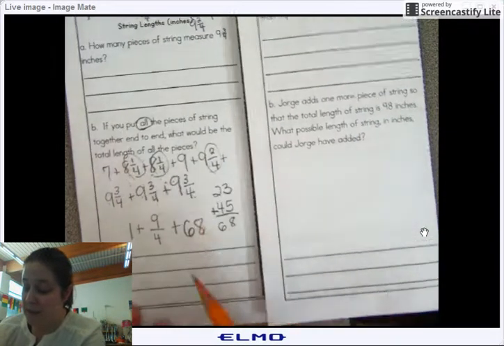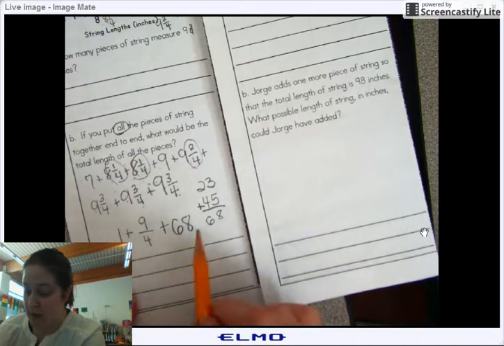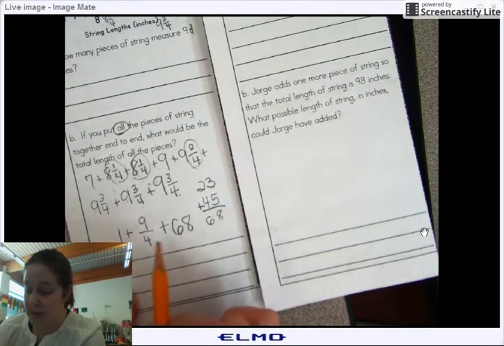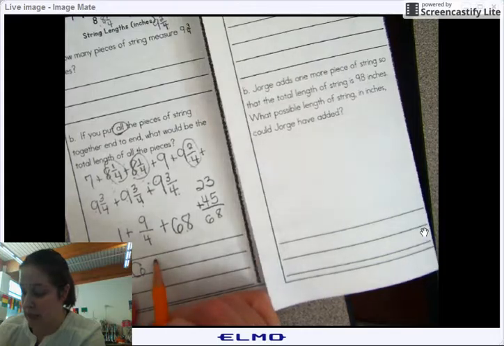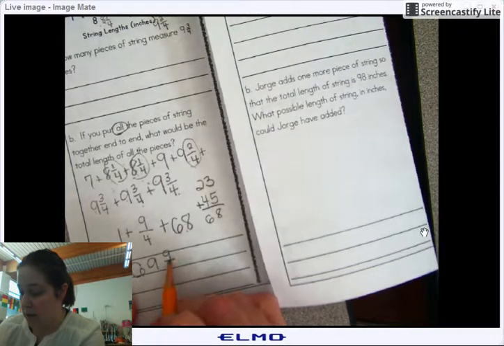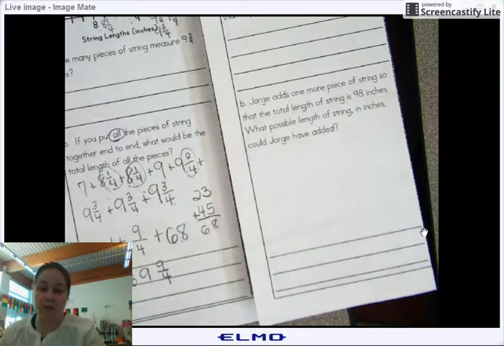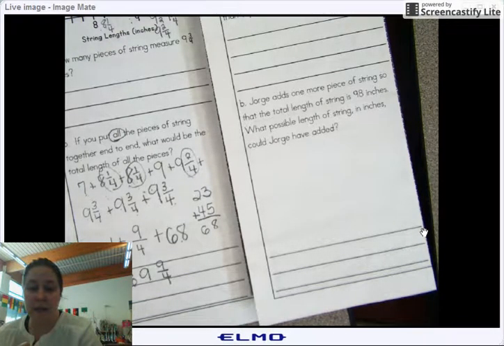So now I'm back to this original observation right here. And I can add my whole numbers, right? 68 plus 1 equals 69 and 9/4. What do you notice about 9/4? It's an improper fraction, right? How many 4s can go into 9?